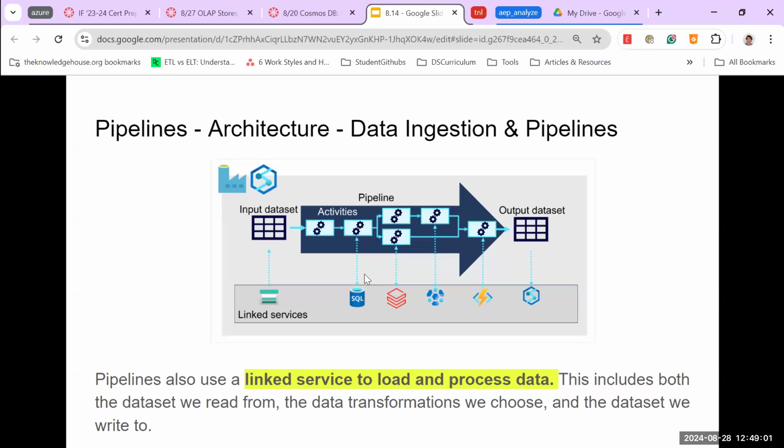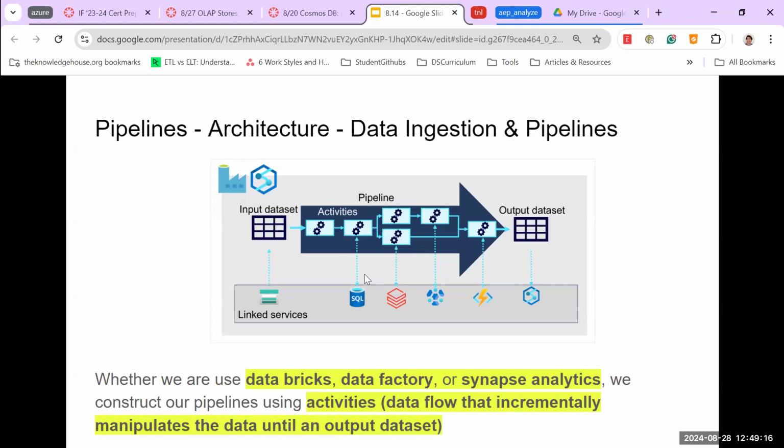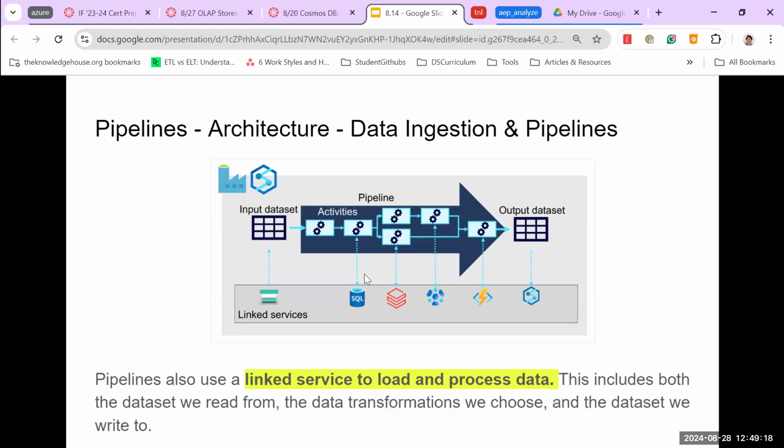Furthermore, pipelines also use something called a linked service to load and process data. So obviously, you're going to be pulling the data from somewhere, right? Whether it's a Python script or an existing relational database, you're going to have to link that service to your pipeline, whether it's Databricks, once again, Data Factory, or Synapse, in order to generate your ETL pipeline.